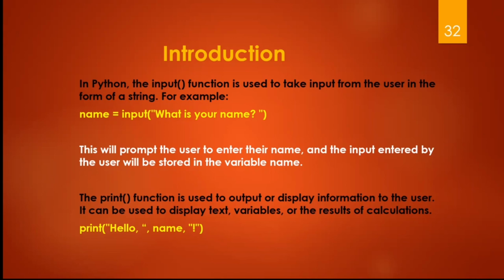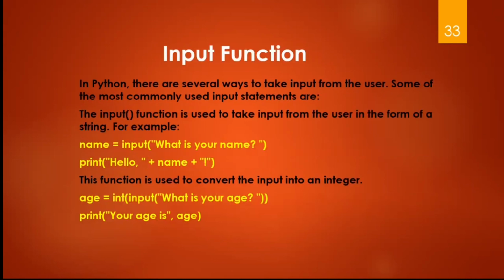So we need a method to display the output. In that case, we use the print function. For input, we write the input function. For showing the output, we are using the print function. There are many syntaxes where you can use the print function and the input function in different ways. Let's start with the input function here.